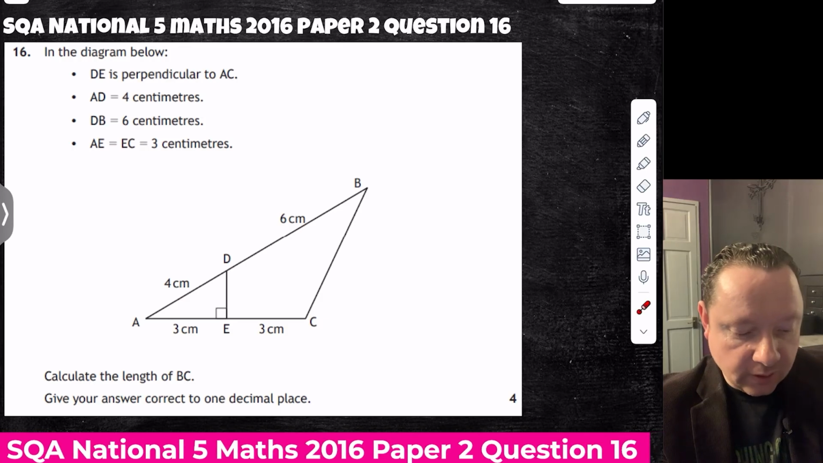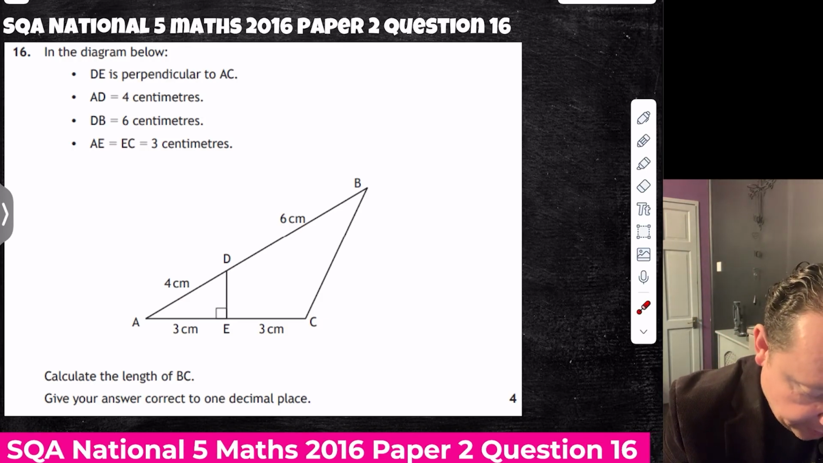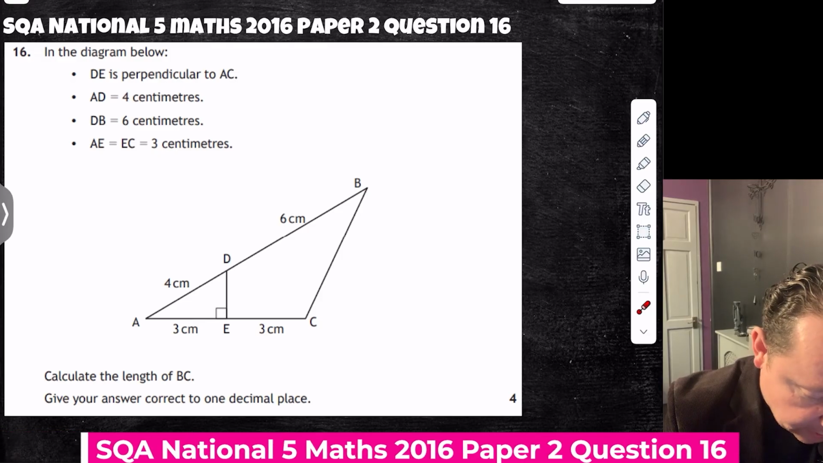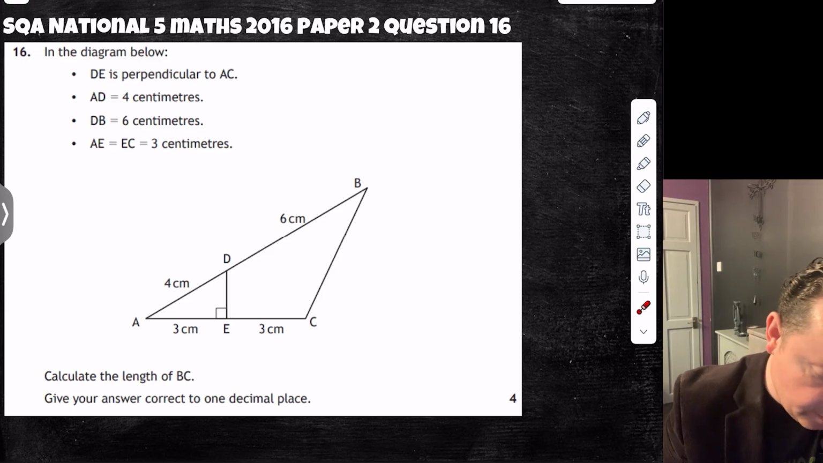SQA National 5 Maths 2016, Paper 2, Question 16 on the cosine rule. We've got this diagram here with a bunch of numbers. A to D is 4, D to B is 6, and A to E and EC are 3. But it's all shown in the diagram. We have to calculate the length of B to C, so let's highlight that. That's this one here. So I'm just going to put a little letter on there. Let's just call it x now.